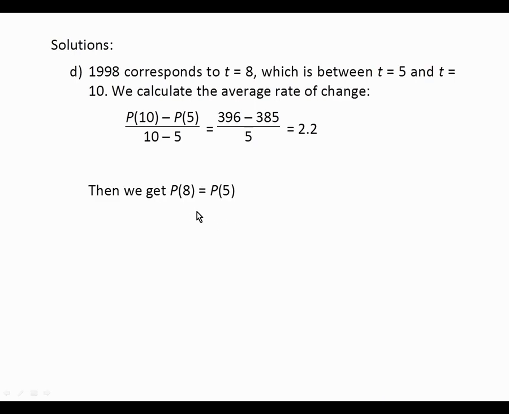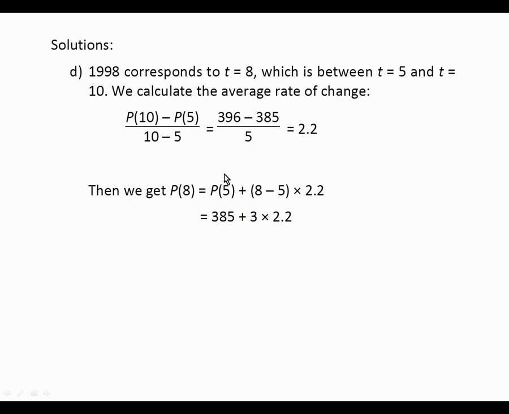So we're going to get that P of 8 is going to be P of 5, because remember, the lower value, plus the 8 minus 5, right? How many steps you have to go, how many values you have to go from the lower value that you use to get your average rate of change to the value you're looking for, times the value that you got from step 1. So I got 385 plus 3 times 2.2.